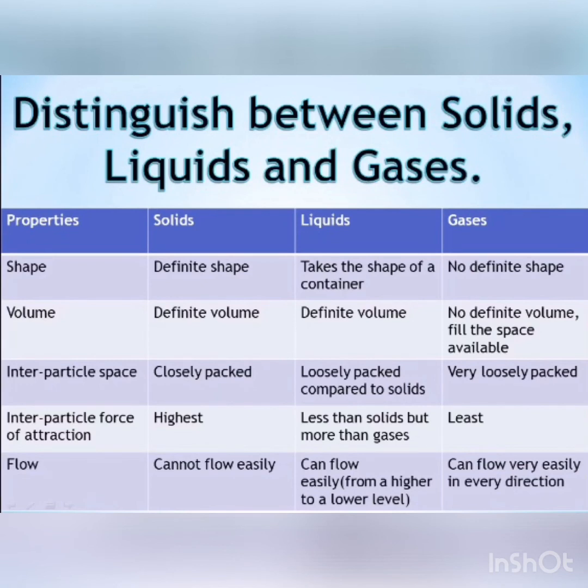My dear children, you can observe a relation between interparticle space and interparticle force of attraction. The more close the molecules are packed to each other, the greater is the interparticle force of attraction. For example, in solids, the molecules are very closely packed to each other, therefore, interparticle force of attraction in solids is highest. You can also compare the following point in liquids. The molecules are loosely packed in liquids, therefore, interparticle force of attraction is less than solids but more than gases. In gases, the molecules are very loosely packed, therefore, the interparticle force of attraction is the least.